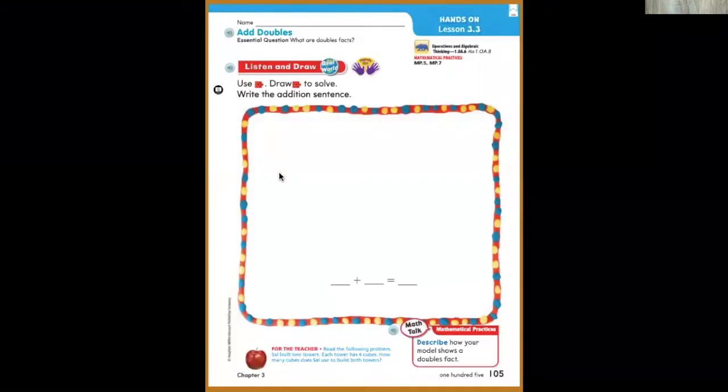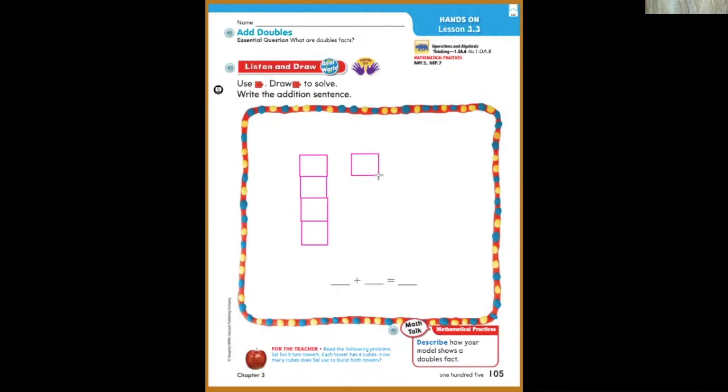In order to draw these 2 towers on our page, we're first going to start out by drawing 4 cubes in one of the towers. 1, 2, 3, 4. And again, since we have 2 towers, we are going to draw our second tower with 4 cubes as well. 1, 2, 3, 4. Now our picture matches the modeled cubes of the 2 towers, and each one has 4 cubes.